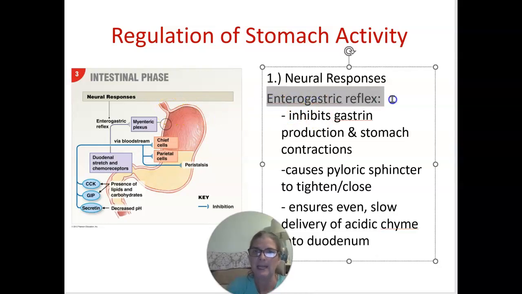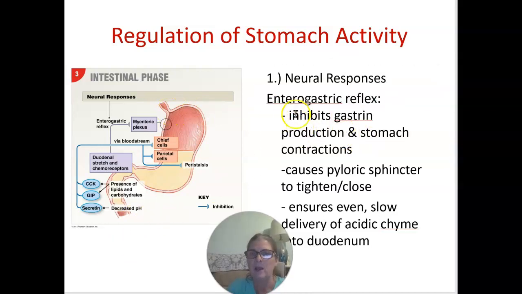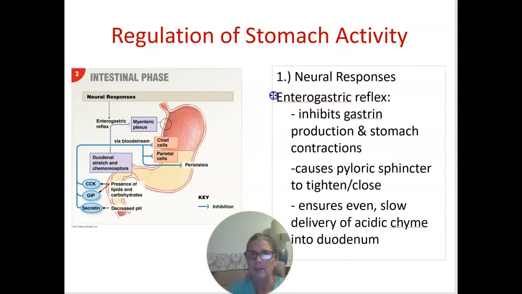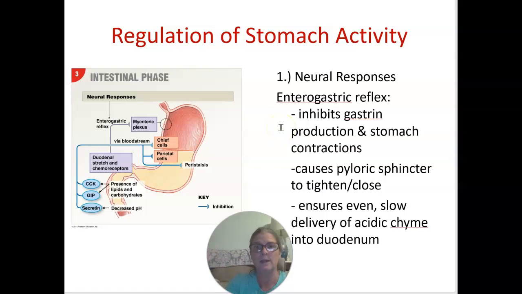So we have what's called the enterogastric reflex. When you see entero, think small intestine, because this reflex is going to be inhibitory on the stomach. It's going to inhibit gastrin, and it's going to slow down stomach contractions. It's going to cause that pyloric sphincter to close.